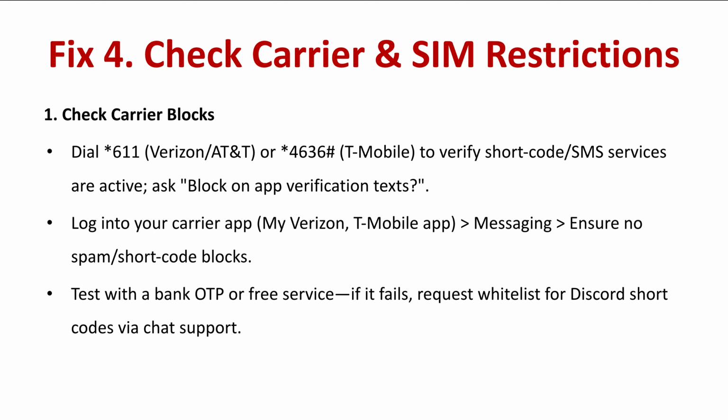So the fourth fix is check carrier blocks. Dial 611 for AT&T or 4636 hash for T-Mobile to verify short code SMS services are active. Ask about blocks on verification texts. Log into your carrier app, like the myAT&T or T-Mobile app, go to messaging, and ensure no spam short code block. Test with a free OTP service. If it fails, request a whitelist for the Discord short code via chat support.